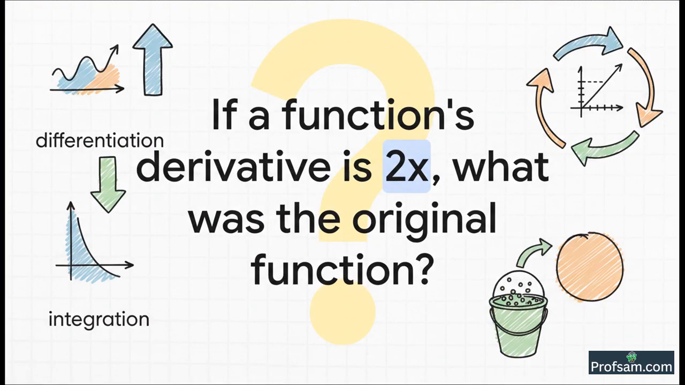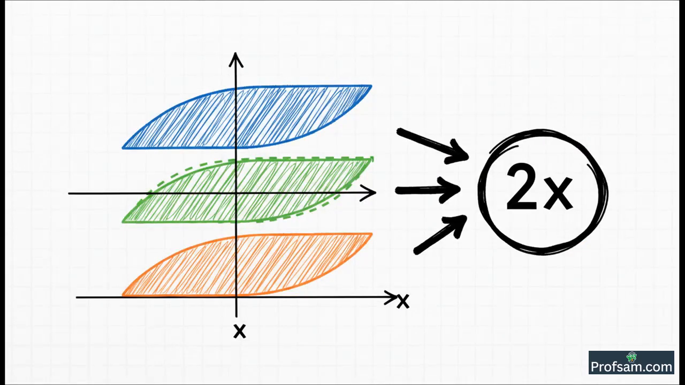Let me ask you a quick question. If I tell you that the derivative of some function is 2x, what do you think the original function was? Just take a second to think about it. I'm guessing you thought of x squared, and you're absolutely right. But what about x squared plus 10? The derivative of that is also 2x. Or what about x squared minus 5? Yep, also 2x. In fact, the derivative of x squared plus any constant will be 2x, because the derivative of a constant is always 0.